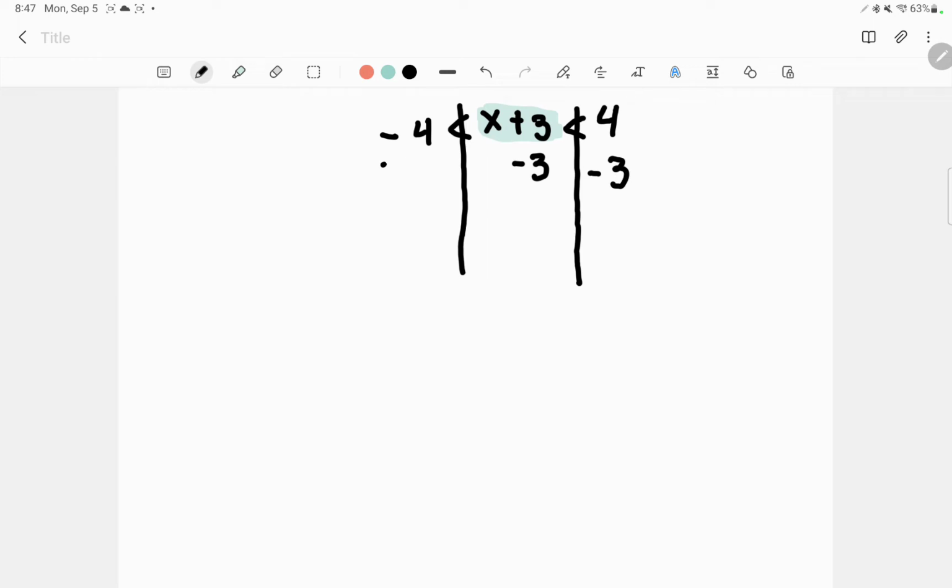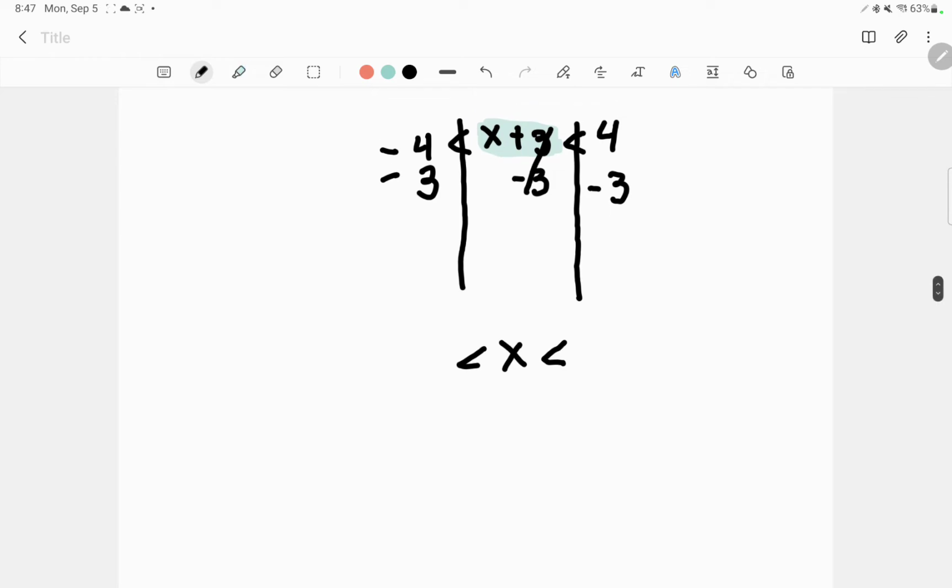But notice what's going to happen. I have 2 different sides, right? I have the side with a -4 and the side with a +4. So I have to make sure I take out the 3 on both sides. Once I take out the 3, everything else on the inside is going to cancel, and I'm just going to have x. I'm going to rewrite my inequality, less than. Now I just have to figure out the 2 numbers on the outside. So I'm going to start over here on this side.